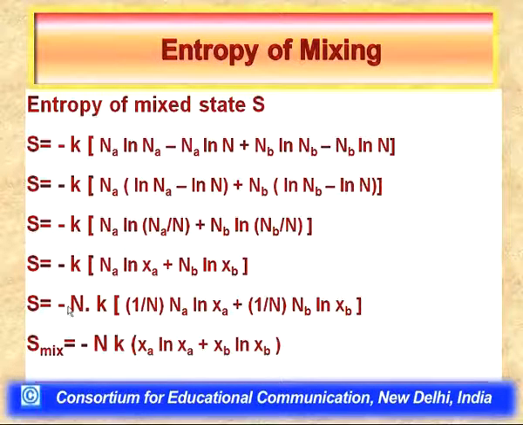So, then thereafter, as equal to minus, now we can multiply as well as divide this equation with n. When we multiply it becomes minus Na into k, and when we divide by n, within the bracket terms, it is like we are dividing each term by n. So, it is like 1 by n Na ln Xa plus 1 by n Nb ln Xb. So, S mix, this is the entropy of the mixed state, equal to minus n k. Now, Na divided by n again becomes Xa, so Xa ln Xa plus Xb ln Xb. So, this is how we would say that S mix is the entropy of the mixed state.